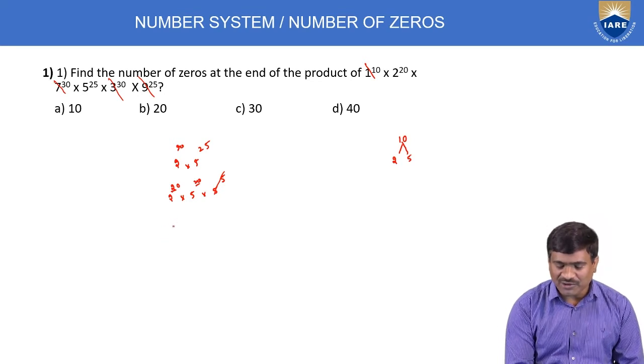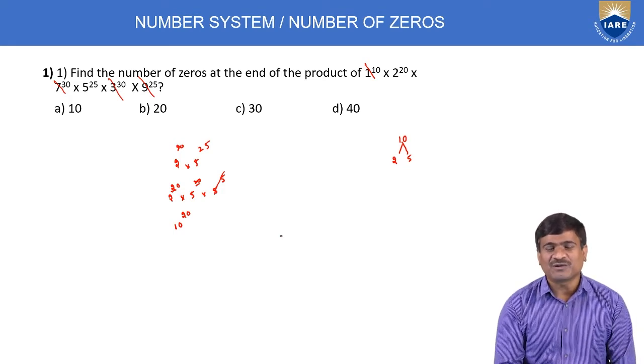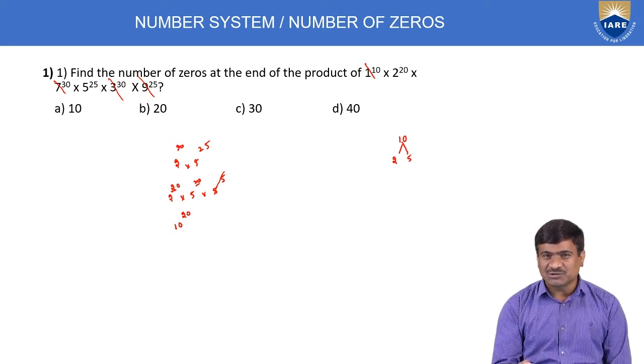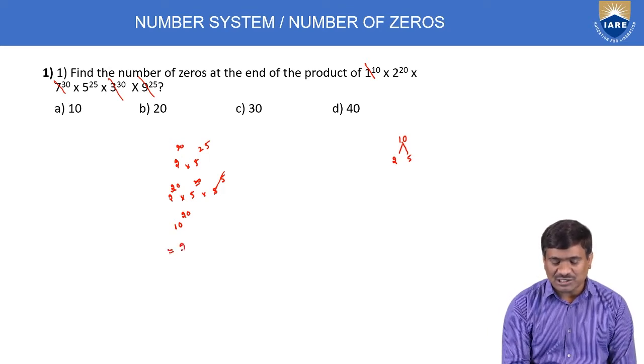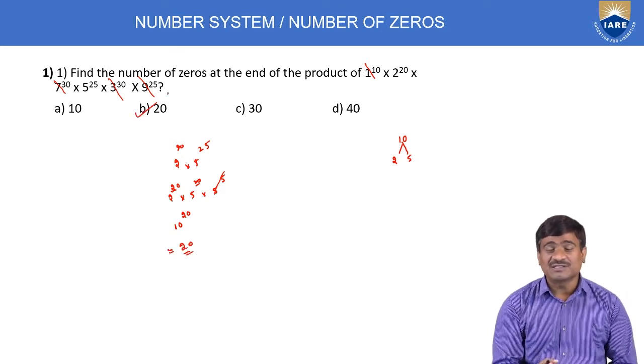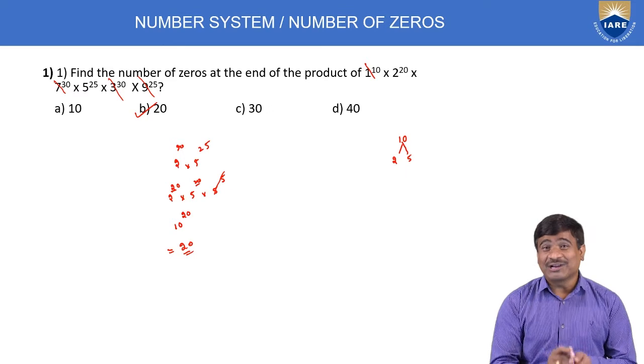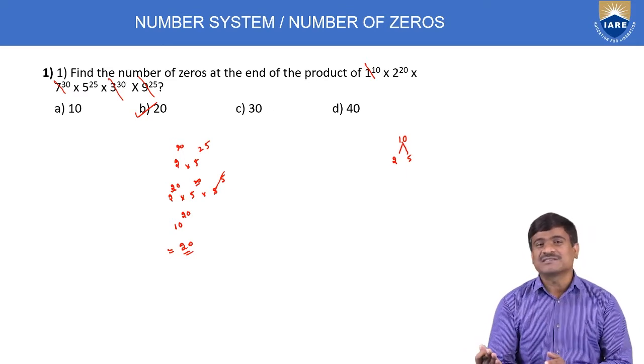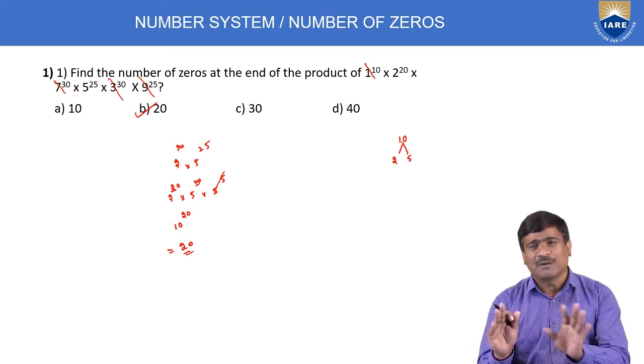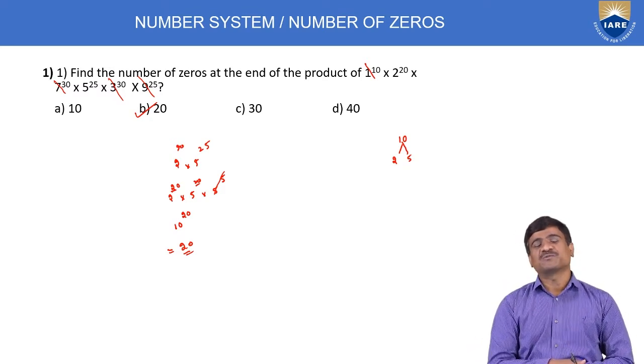a to the power m into b to the power m equals ab to the power m, so that is 10 to the power of 20. In general, 10 to the power of 1 gives 1 zero, 10 to the power of 2 gives 2 zeros, 10 to the power of 3 gives 3 zeros, and so on, 10 to the power of n gives n zeros. So 10 to the power of 20 gives 20 zeros. Option B is correct. This problem means 10 to the power of 20 into 1 to the power of 10 into 5 to the power of 5 into 7 to the power of 30 into 9 to the power of 25. Since 10 to the power of 20 is multiplied by other numbers, we get 20 zeros. Then the answer is option B.